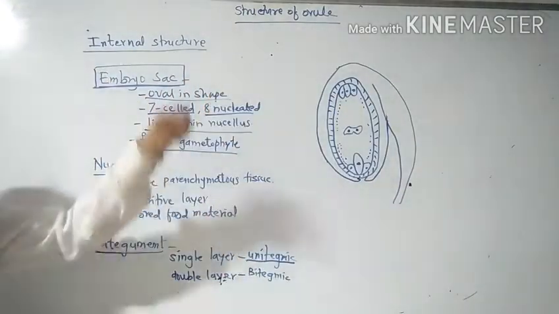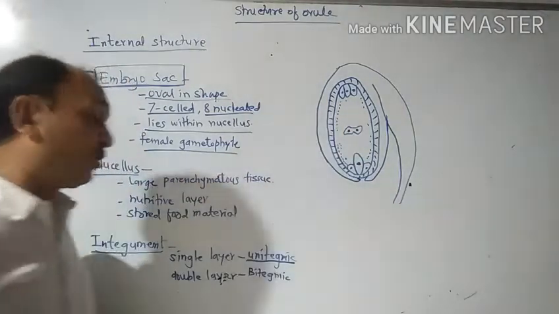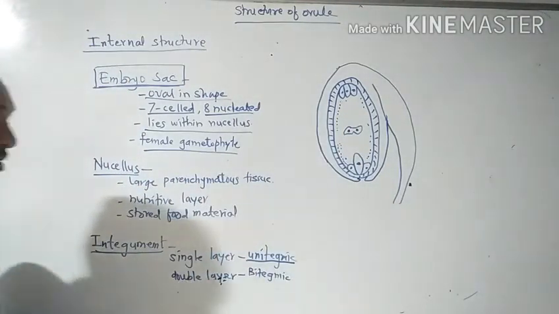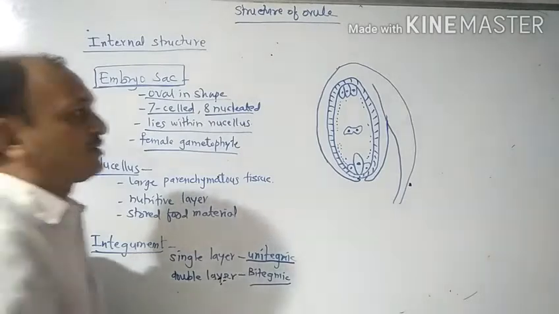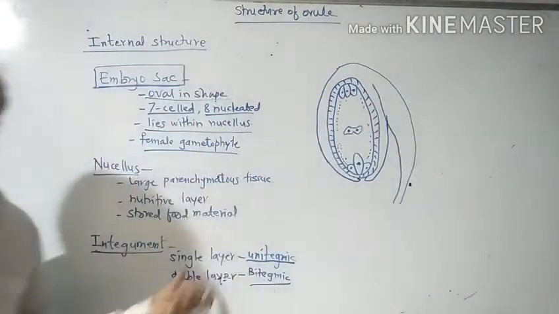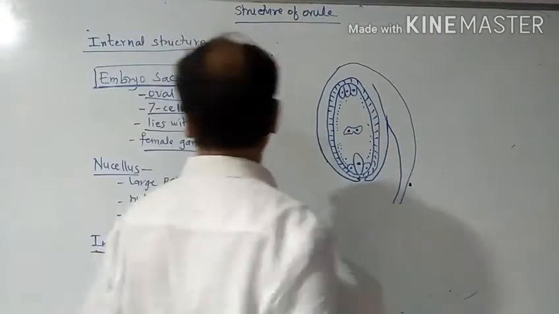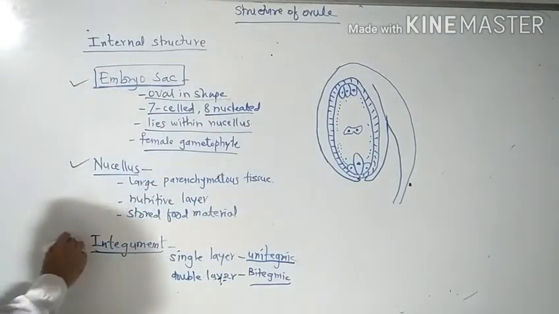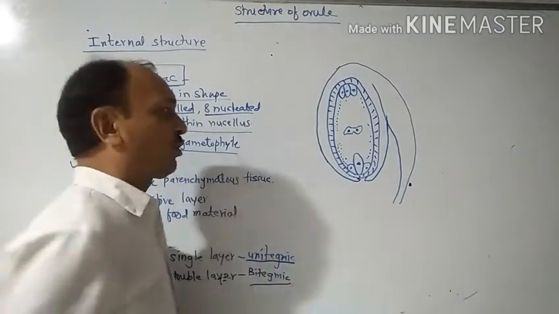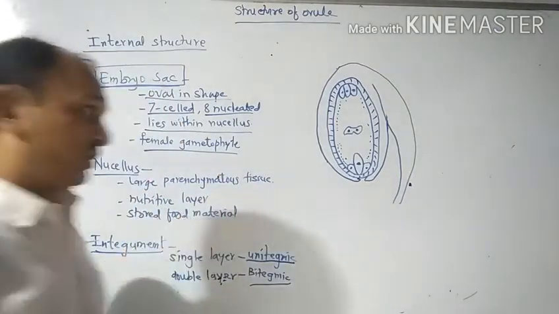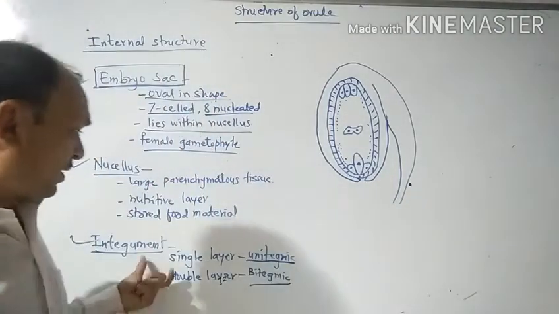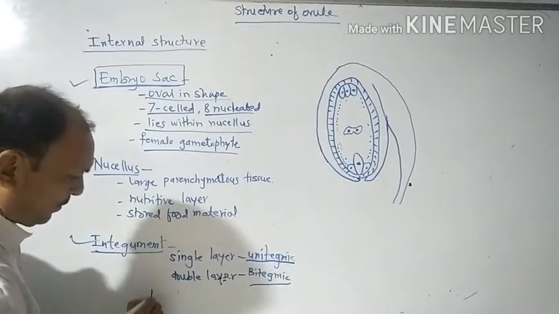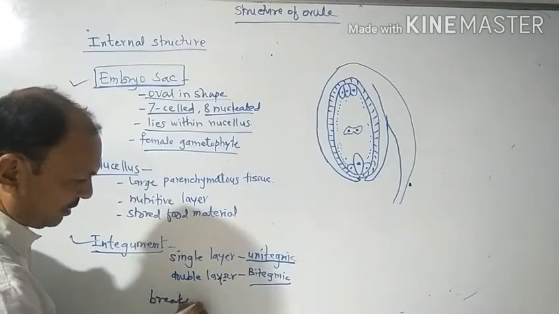If the ovule is covered with a single layer, that is the integument. If single, then it is called unitegmic, and if it is double layered, it is called bitegmic. So this is the outer covering. These are the three major parts of the ovule: embryo sac, nucellus, and integument. So integument is a protective covering, which is single or double, but the integument breaks at a point.